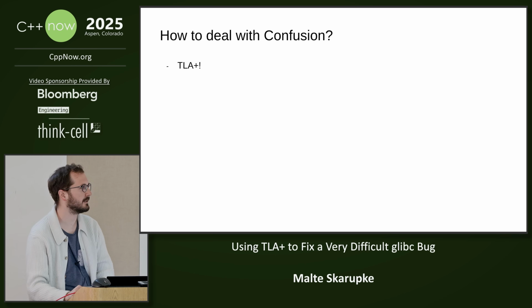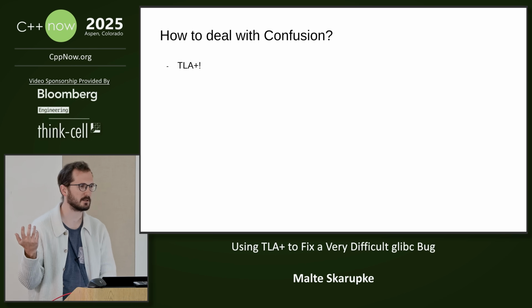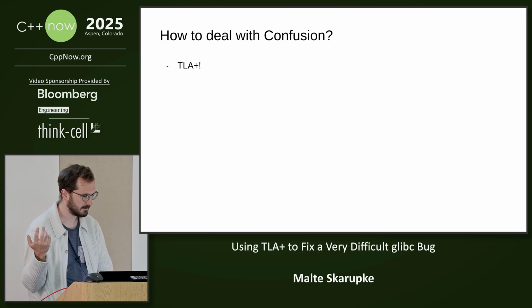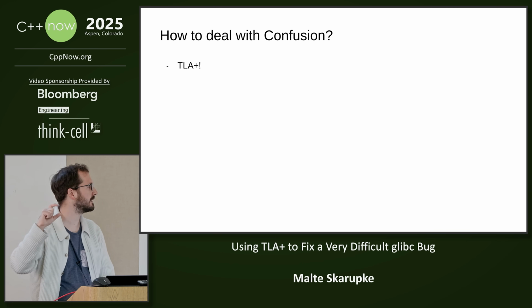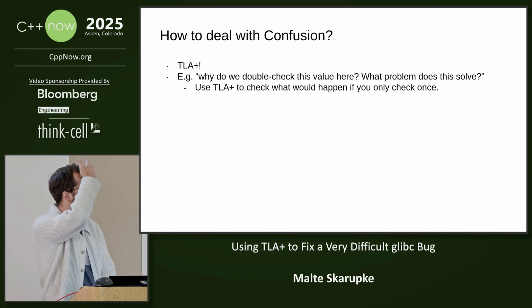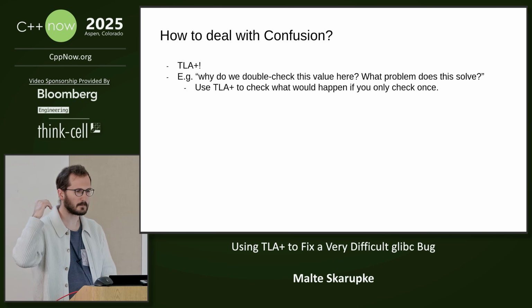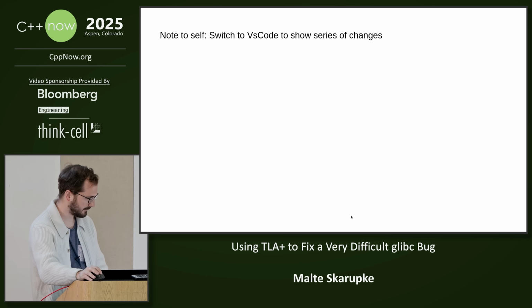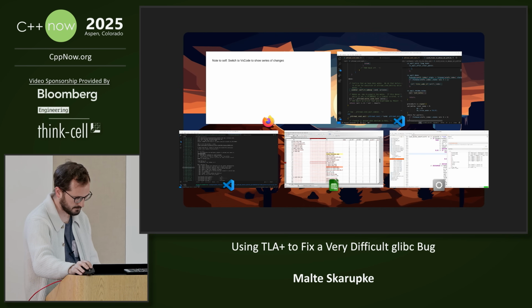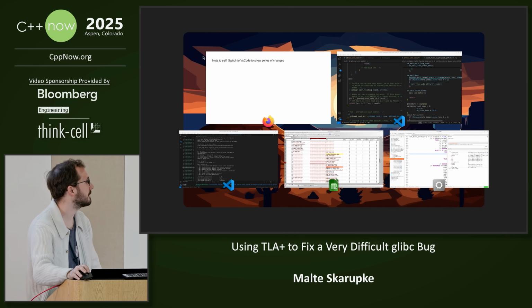So what do I do? I use TLA+ again for this code. And I find that every single time I'm confused by his patch, it turns out the code was just not necessary. So when there's double checking, I just ask, what happens if you only check once? And yeah, let's just go through and look at the code. It's on that screen.